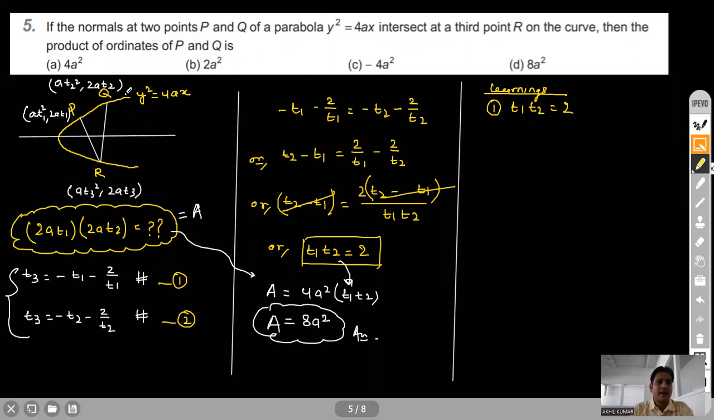When the normals drawn at P and Q on the parabola meet the parabola again at point R, in that case, this relation will be valid. And one more thing, this T3 will be equal to minus of T1 plus T2. This you can easily verify from these 2 equations. So these 2 things I advise you to remember. But the normals at P and Q must meet at R, and R must be on the parabola, then only this thing will be valid.